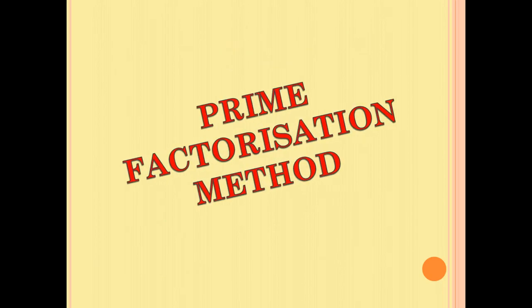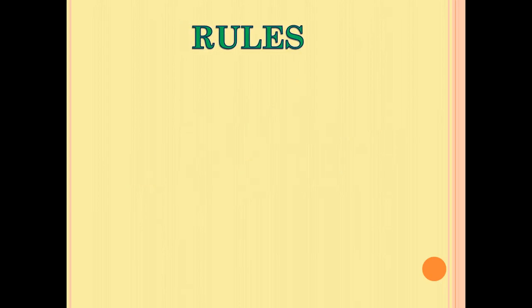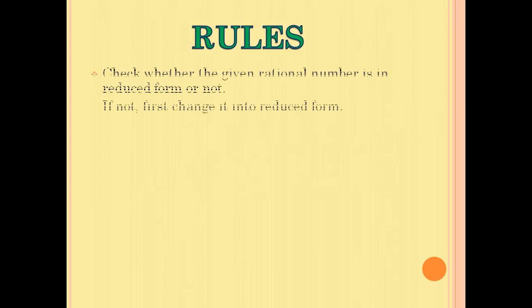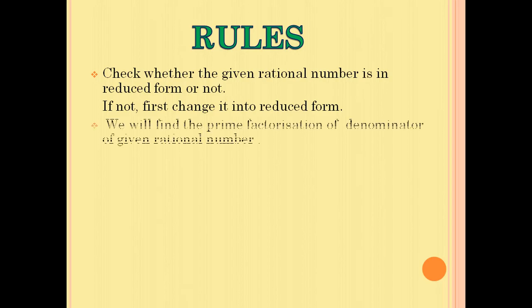Now we will be studying the prime factorization method. There are some basic rules to learn about the prime factorization method. The first rule is that you will check whether the given rational number is in reduced form or not. Reduced form means your simplest form. If the given rational number is in reduced form, then it's well and good. Otherwise, you have to first convert it into reduced form. Next step is you will do the prime factorization of the denominator.